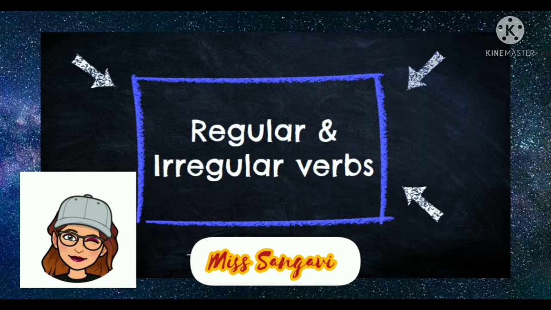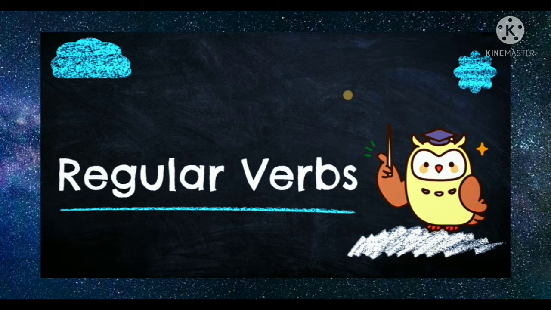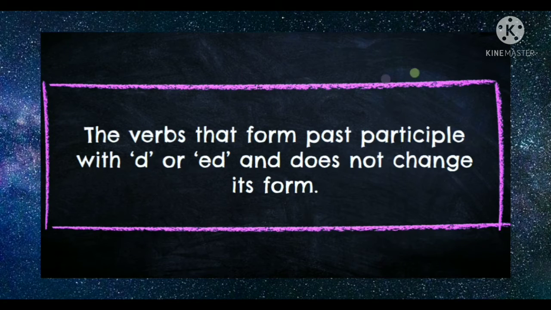When we look at the verbs in past tense form, we can categorize them into two: regular verbs or irregular verbs. Alright, let's look at regular verbs first. Regular verbs are verbs that form the past tense with D or ED and do not change their form.